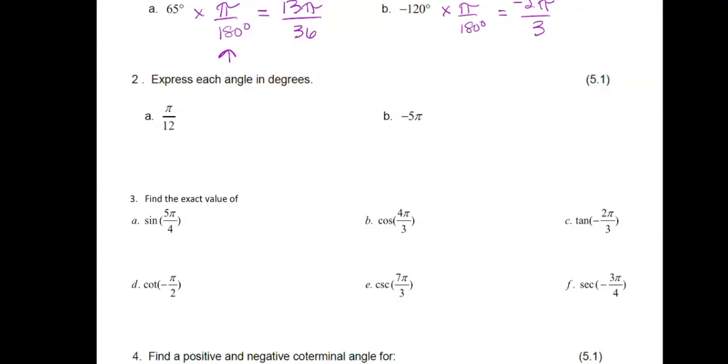Okay, next ones. This says express each angle, this time in degrees. You're going to use the same multiplier, but you're going to use its reciprocal. So turn it upside down. The pi's will cancel, and after I reduce, I get 15 degrees. Negative 5 pi. Again, you're going to use 180 degrees, because degrees is our desired unit. That's why it's on top. And we end up getting negative, don't lose the negative, 900 degrees.